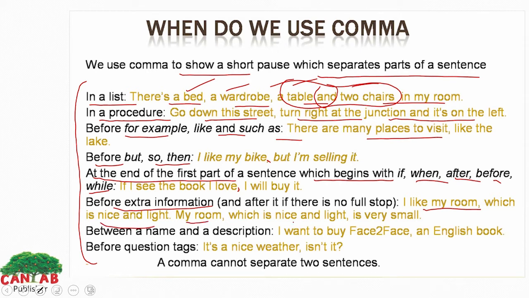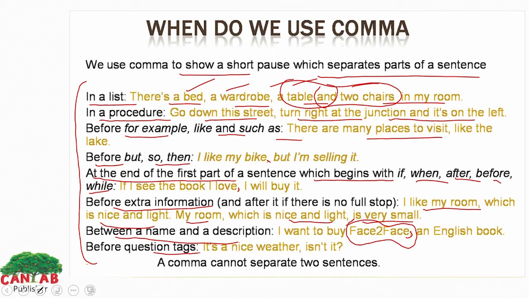My room, which is nice and light, is very small. You can see the use of comma in these sentences here, when we take a short pause between a name and a description. I want to buy Face-to-Face, an English book. Here Face-to-Face is the name of an English book. You can see the use of comma here.